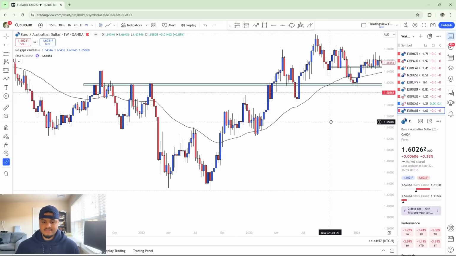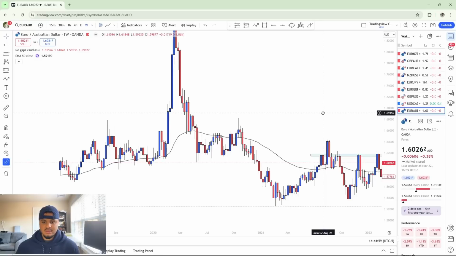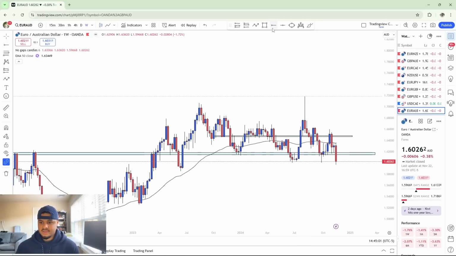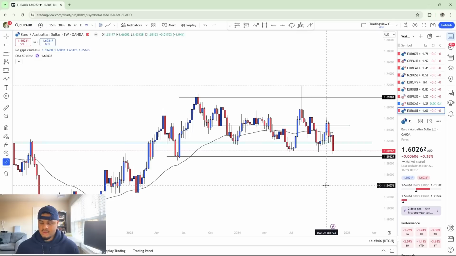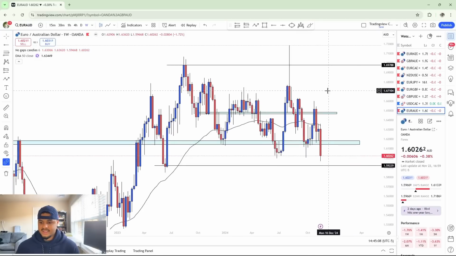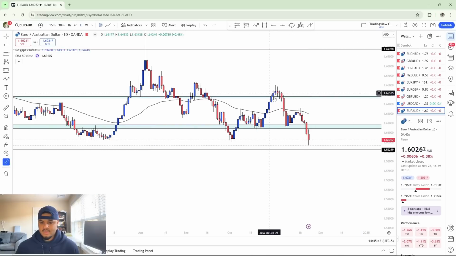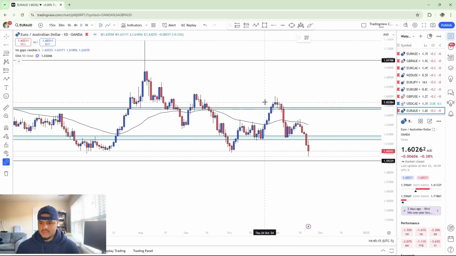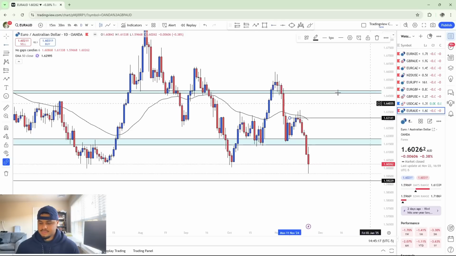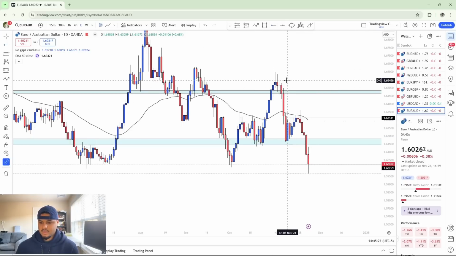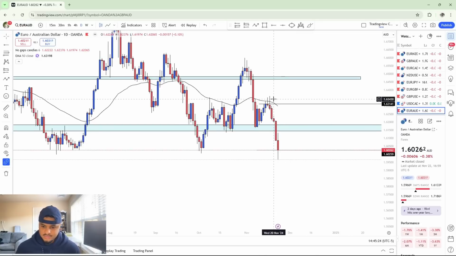As you see here, we are in this range still. So we are bullish, but the daily and the 4 hour are bearish. This is how we look on the daily. Lower low, lower high. We broke under here, which is why this creates a new lower low.